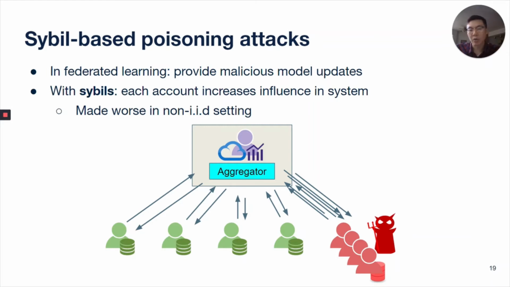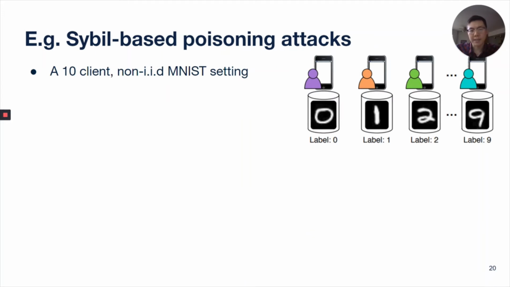This is made even worse in the non-i.i.d setting, where data representation is sparse amongst clients. As an example, we'll show a 10-client non-i.i.d MNIST setting.